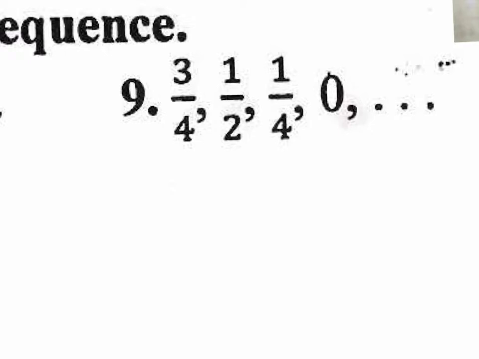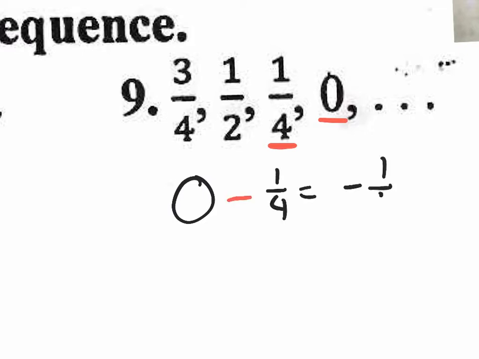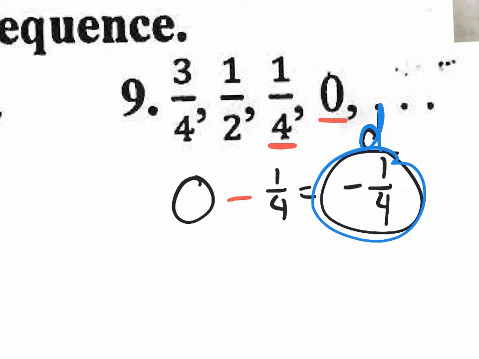Negative 1/4, right? If you go for the easiest numbers to use, that would be 0 minus 1/4. So imagine that, 0 minus 1/4. Well, 0 minus 1/4, that's simply negative 1/4. So that's your common difference, D. I always write it in blue. That's your common difference, D.